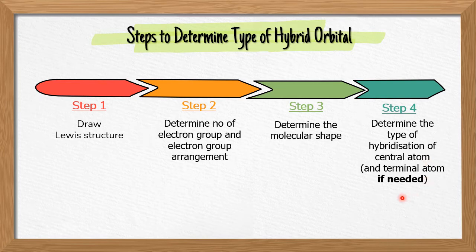Okay, so apa perbezaan yang kita akan buat for this video dengan video yang sebelum ni adalah, okay, in this video we're going to look on a multiple central atom. Previous video kita cuma fokus dekat molekul yang cuma ada satu saja central atom. Tapi for this video we're going to look on a molecule that have at least 2 central atom and how to draw the hybrid orbital for those molecules.